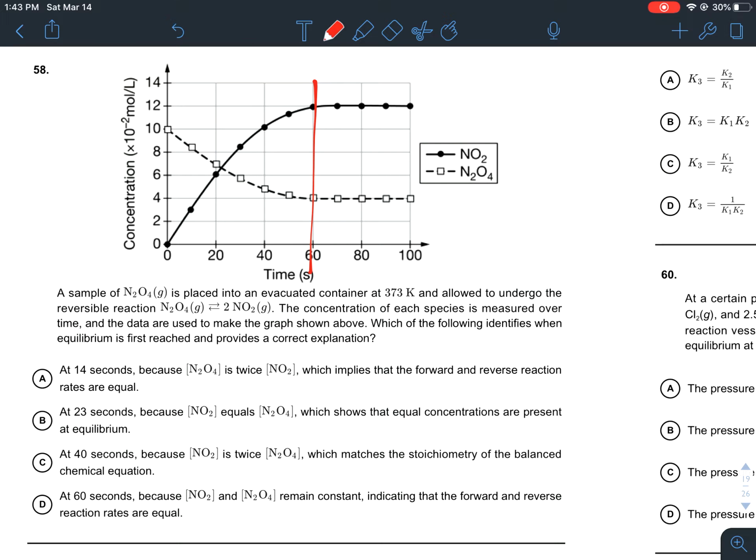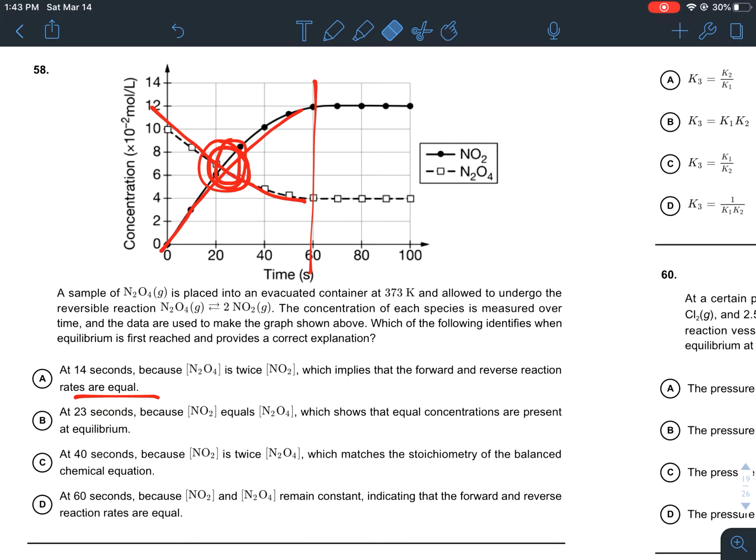A: At 14 seconds, N2O4 is twice NO2. Well, that's believable, which implies the forward and reverse reaction rates are equal. No. We know that the forward reaction rate is going to be faster and the reverse slower, and that's why it's going to get to equilibrium at some point. B: At 23 seconds, NO2 equals N2O4. That looks believable too, which shows that equal concentrations are present at equilibrium. This ain't equilibrium. This is the part where they cross.